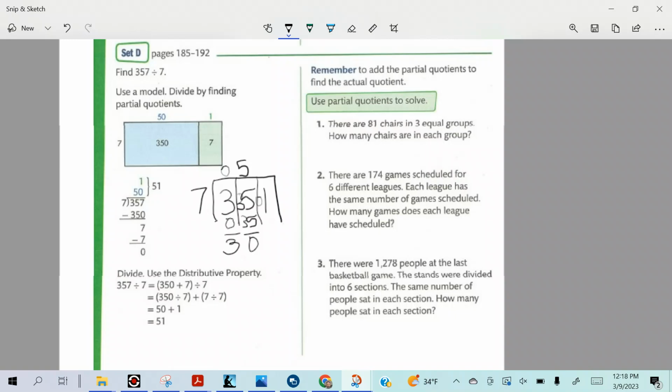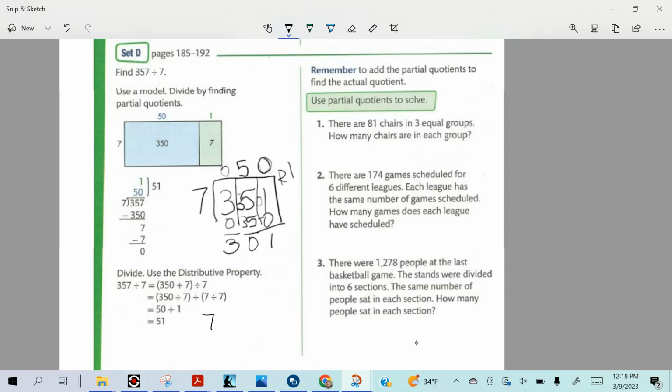So the 0 would come over here. 7 will go into 1 0 times. 0 times 7 is 0. Then you would subtract, and it is 1. So that would be 50 with the remainder of 1. Okay, if you were doing 300, because I did the wrong problem here, I did 351 divided by 7 instead of 357 divided by 7, but you see the process.